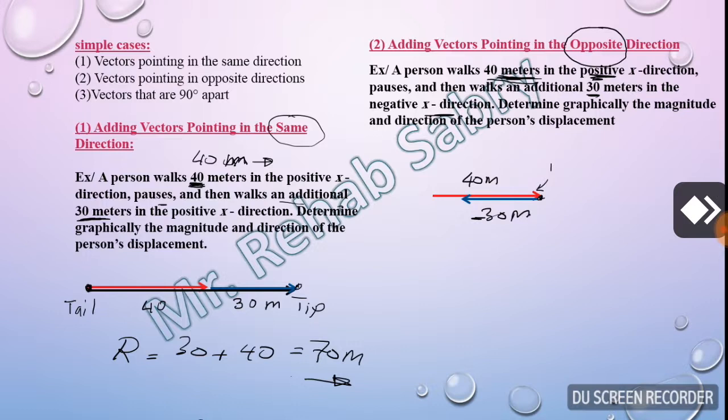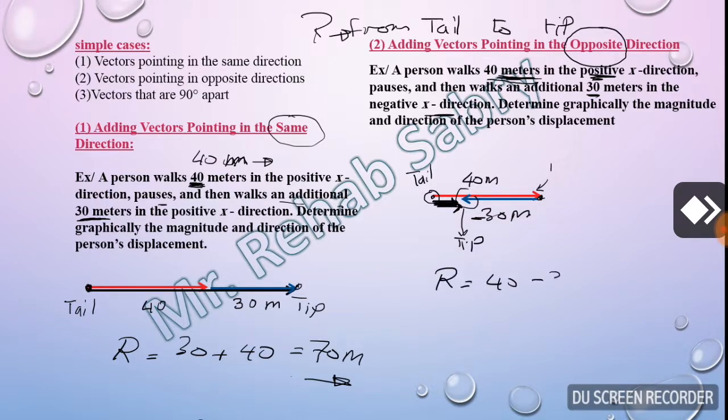Where is the resultant? The resultant is from tail to tip. Where is the tail? The remaining tail. This is the remaining tail. Where is the remaining tip? This is the remaining tip. So where is the resultant? It's from here to here. So this is the resultant. It's the difference between them. So R equals 40 minus 30 equals 10 meters.